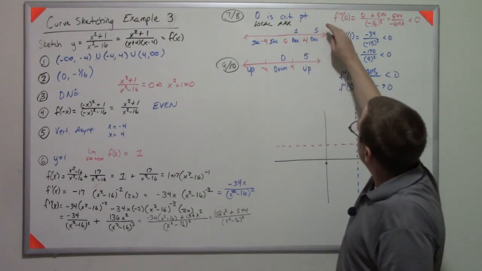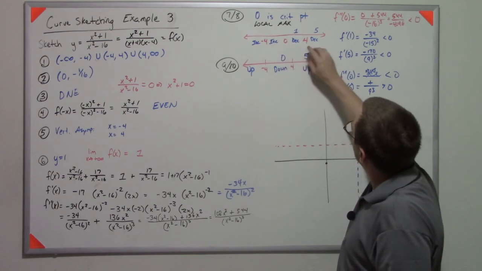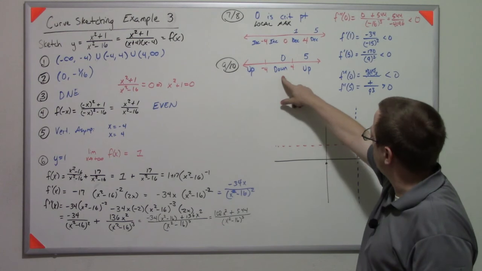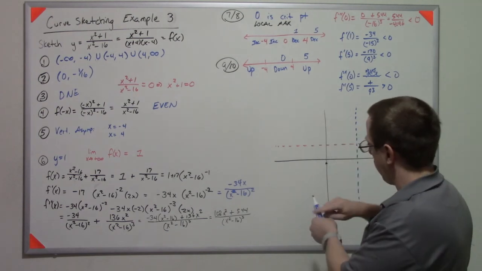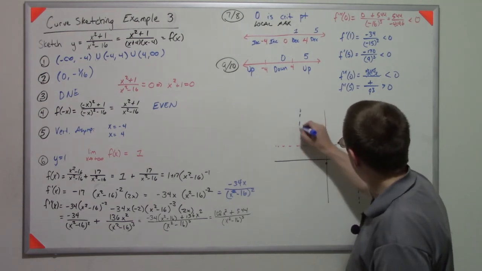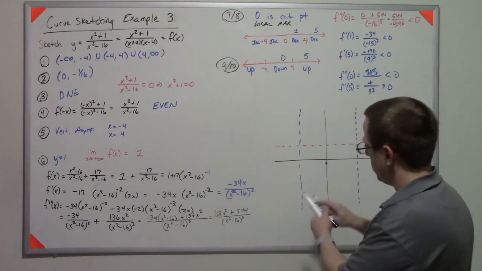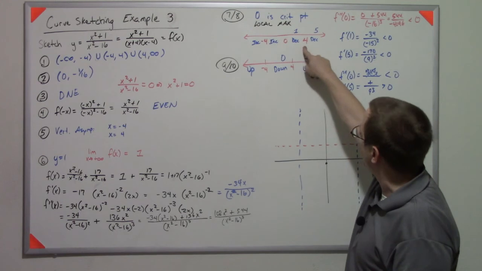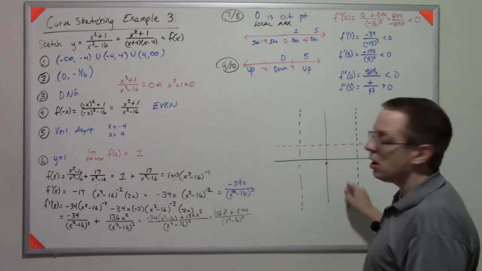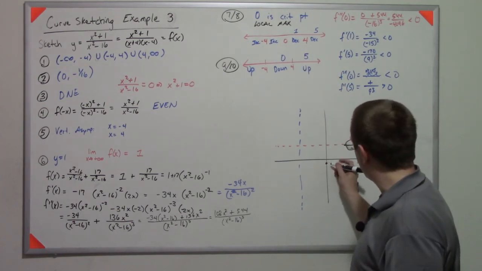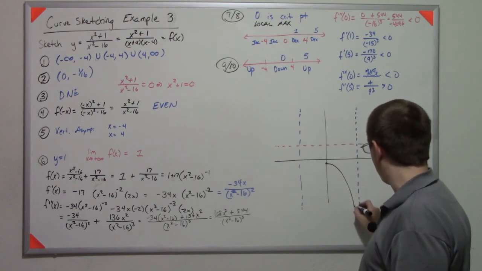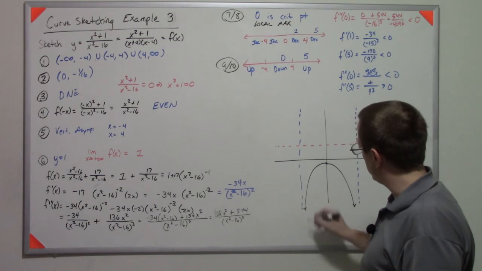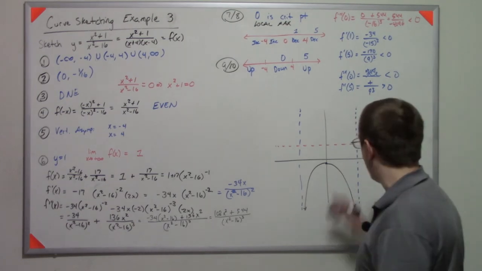We have the local max here. Then we have that it is concave down from negative 4 to 4. So we have that here. It's concave down and decreasing. So from 0 to 4, we know it's decreasing, concave down. So it's decreasing, concave down. So we know that it's reflected, so it looks like that, decreasing, concave down.